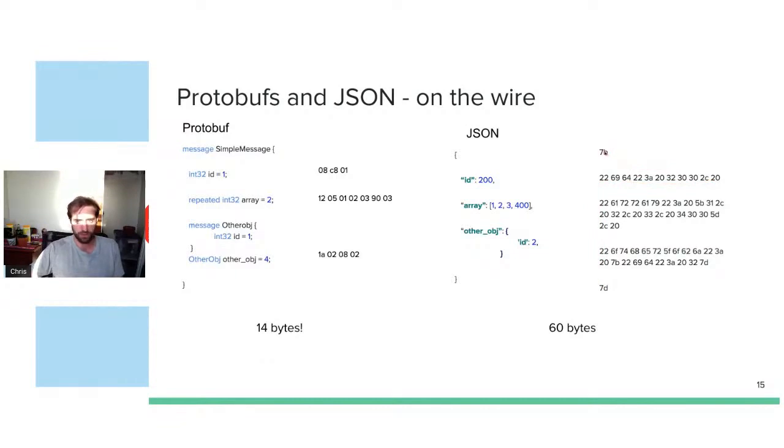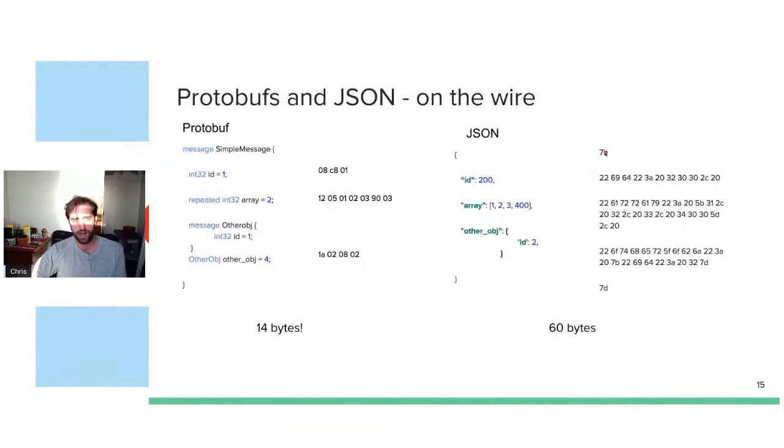And what do these actually represent? We'll get into what the protobuf ones represent because they're much smaller, so it's a little trickier. But the JSON one is pretty straightforward. These bytes are just the string representation of this JSON data structure.